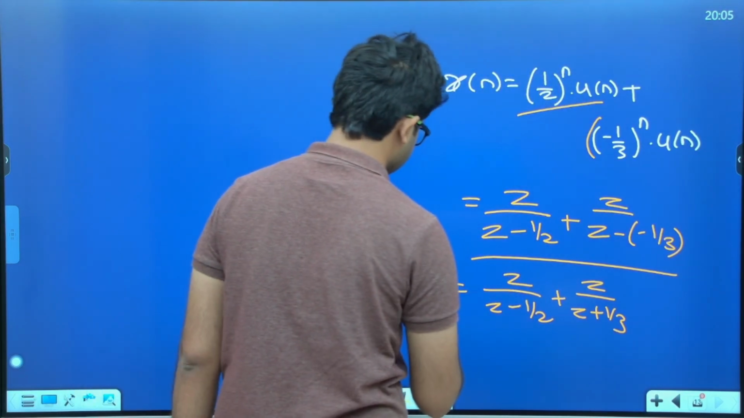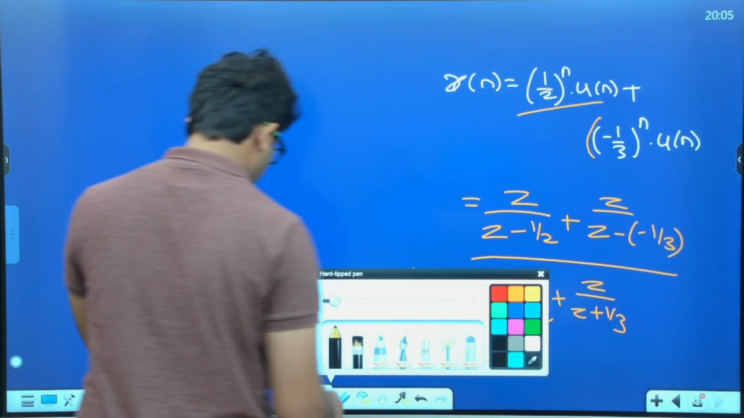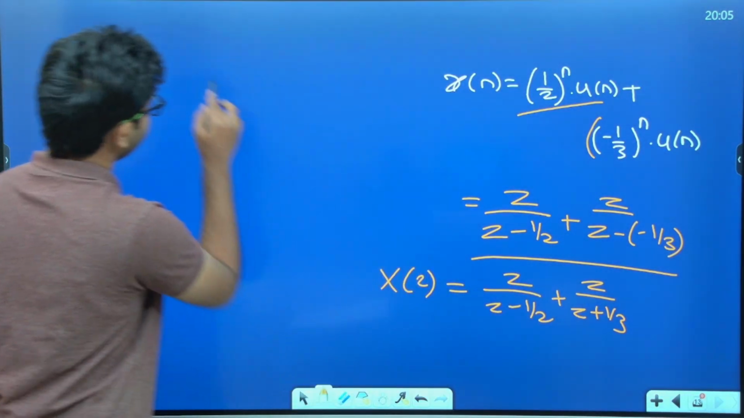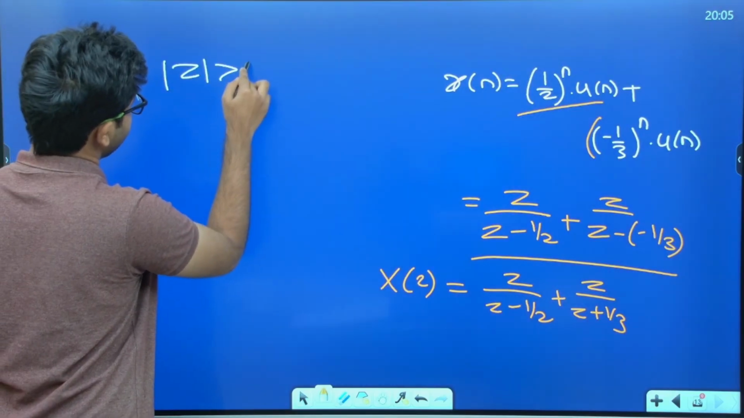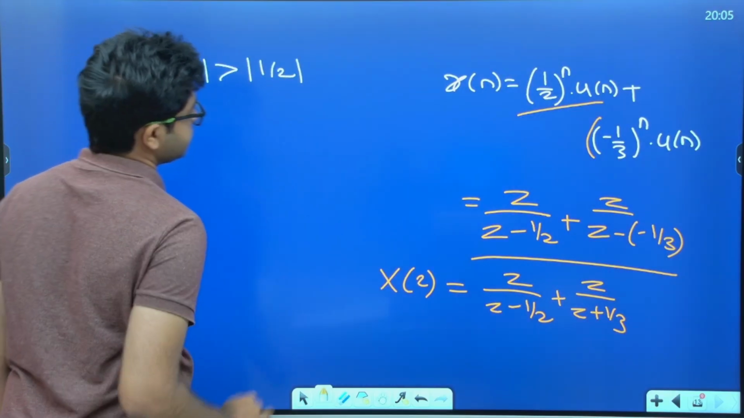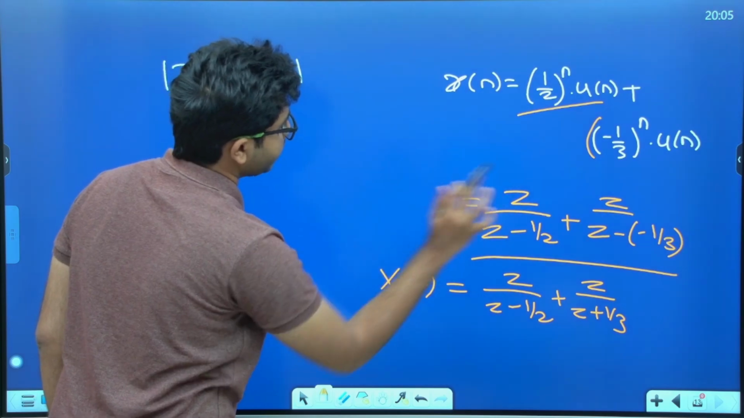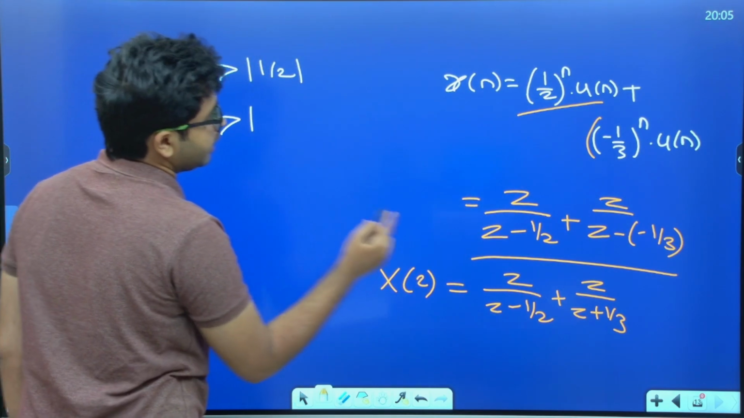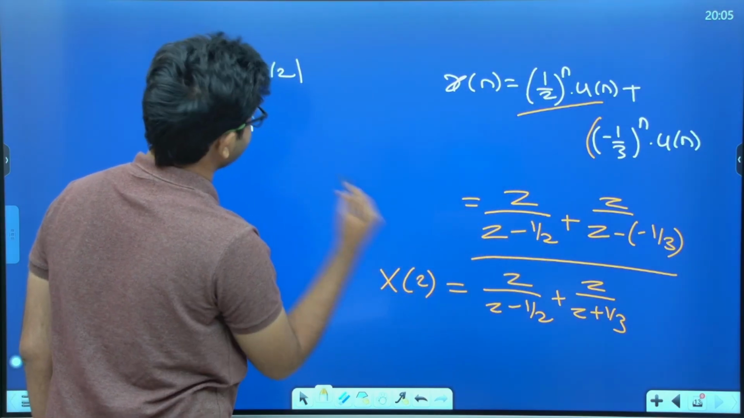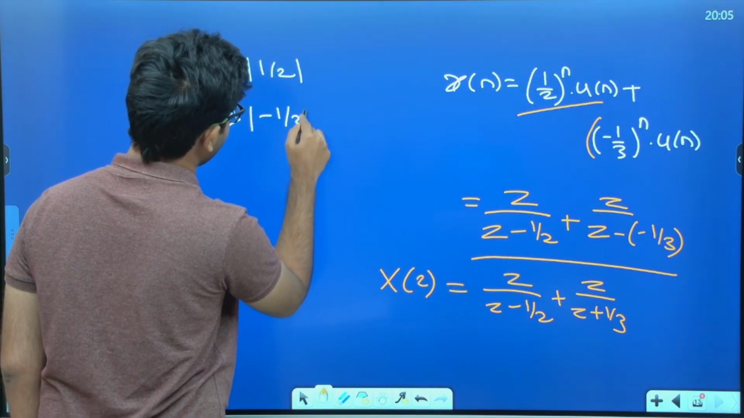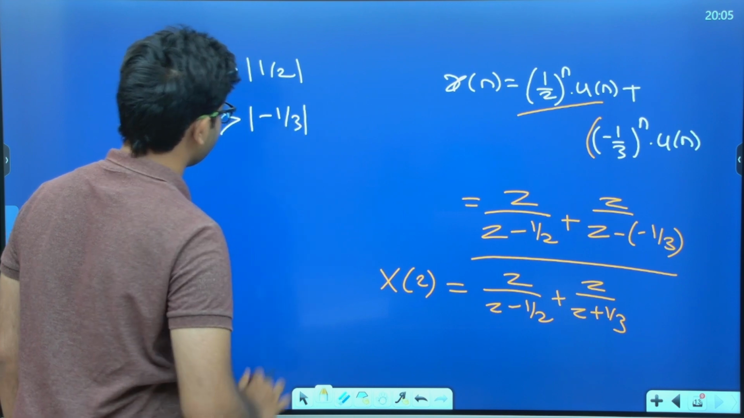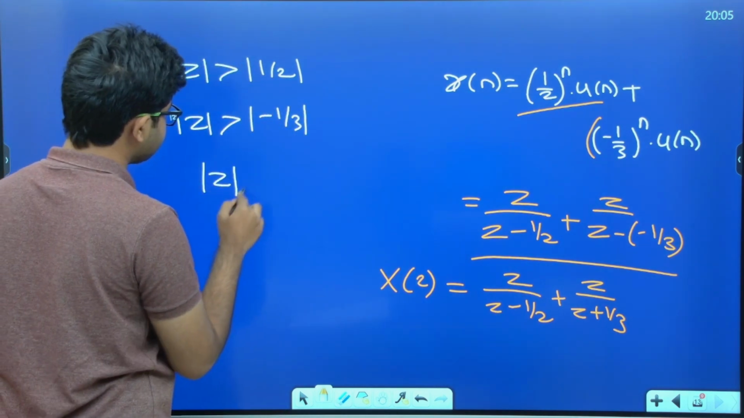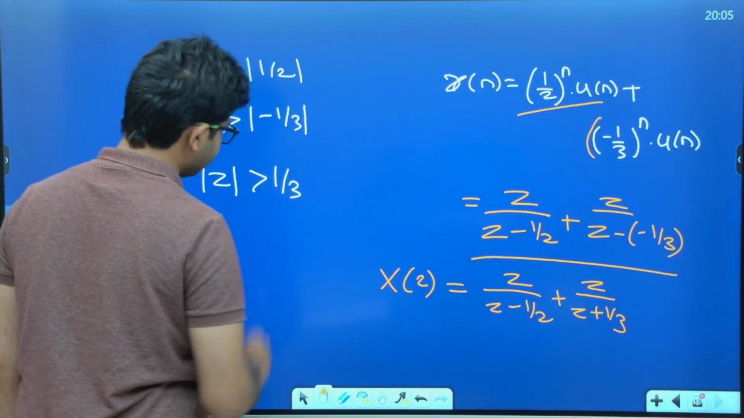What is this? X of z. Now, talking about the ROC, what will it be? The ROC for the first part is the magnitude of z greater than 1 by 2. And for the second part, the ROC is z greater than minus 1 by 3. Now you will understand why the mod sign is important. Under the mod, a negative number becomes positive. So ultimately, the magnitude of z is greater than 1 by 3.